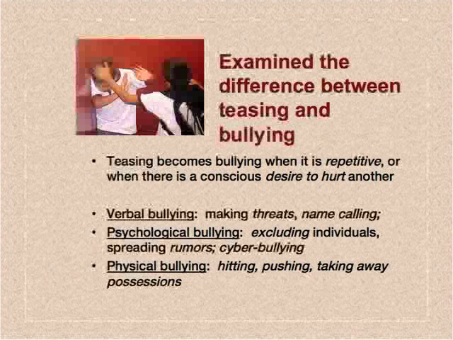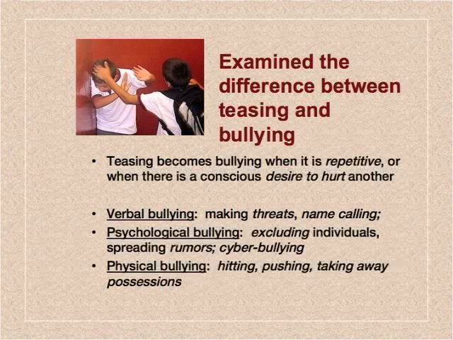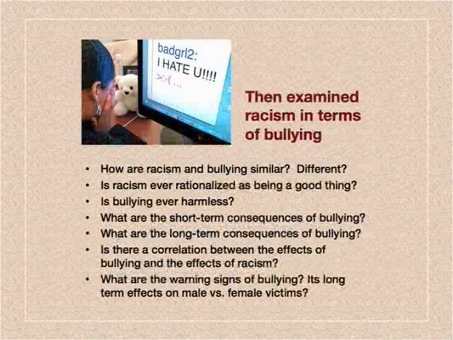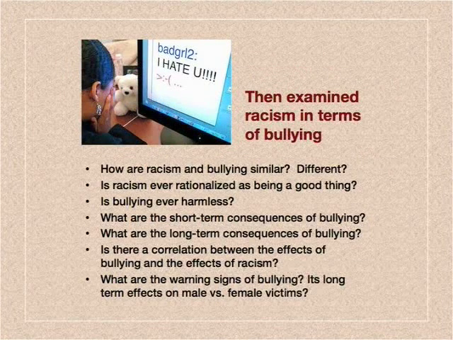And, well, before I did that, I again did some research on bullying with the class. And we looked at verbal bullying, psychological bullying, physical bullying, and talked about what is bullying versus what is racism. And how are racism and bullying similar? How are they different? Is racism ever rationalized as being a good thing? Is bullying ever harmless? What are the short-term consequences of bullying, the long-term consequences? Is there a correlation between the effects of bullying and the effects of racism? And what are the warning signs of bullying and its long-term effects on males versus females?